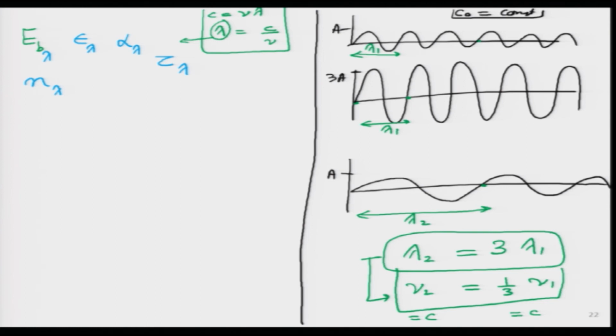So, whatever things vary with lambda are known as spectral. The word spectral will be used for that: what is the spectral emissivity, what is the spectral absorptivity, what is the spectral black body emissive power, something like that. Now, let me formally define, with this background, the spectrum. I will use the next slide.